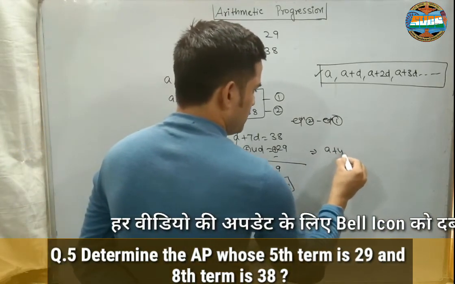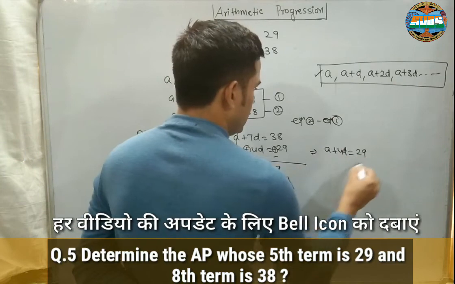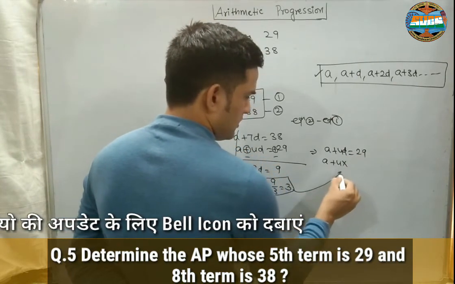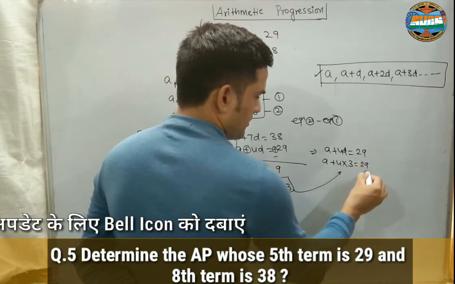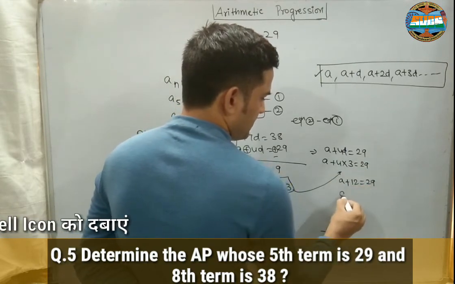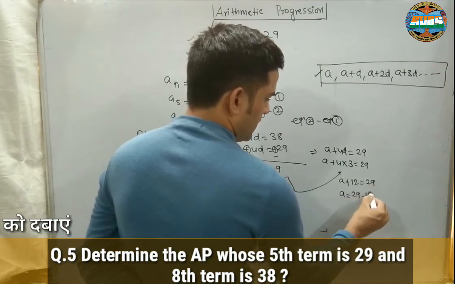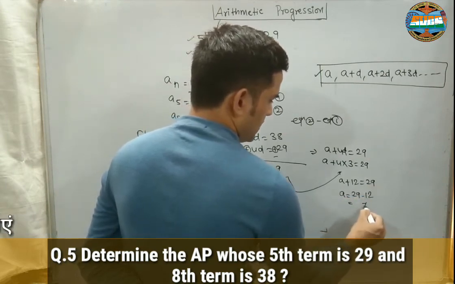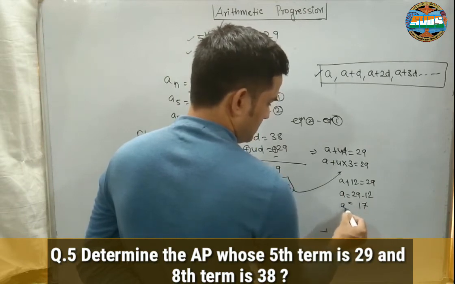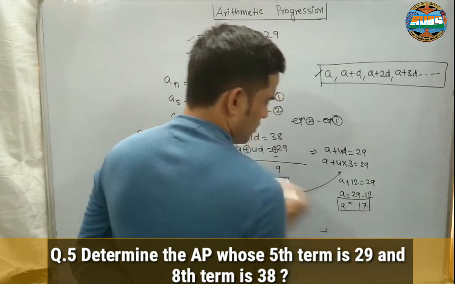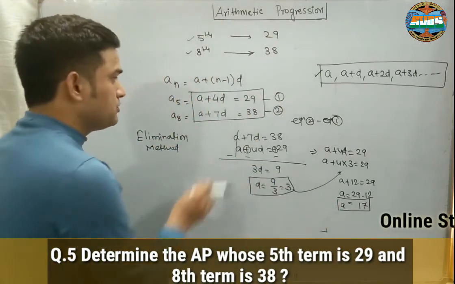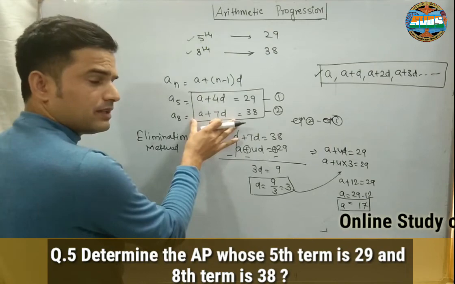A plus 4D equals 29, with D as 3, so A plus 12 equals 29. A equals 29 minus 12, which is 17. So we find A and D by using both the two equations.